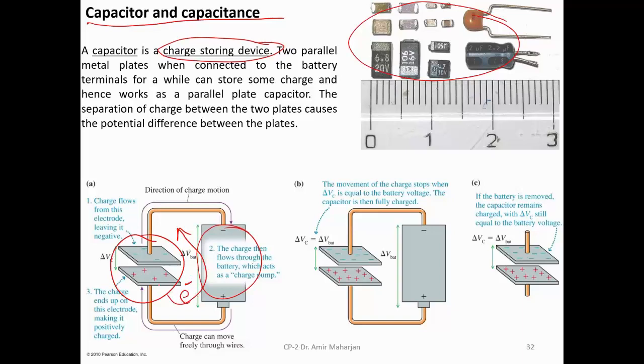Since this plate loses electrons, it becomes positively charged, and it dumps electrons to the other side, which becomes negatively charged, and this process will continue. It slowly moves electrons from one plate to the other plate, and finally, when the potential difference, the voltage between these two plates, becomes equal to the voltage of the battery, the charging process will stop and the capacitor becomes fully charged. Now even if you remove the battery, the charges remain here, and it itself works as a battery. Okay, so that's how it works.